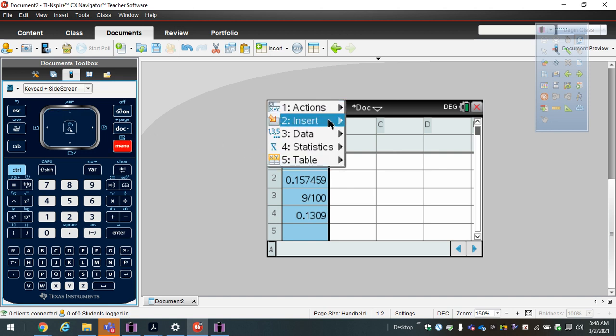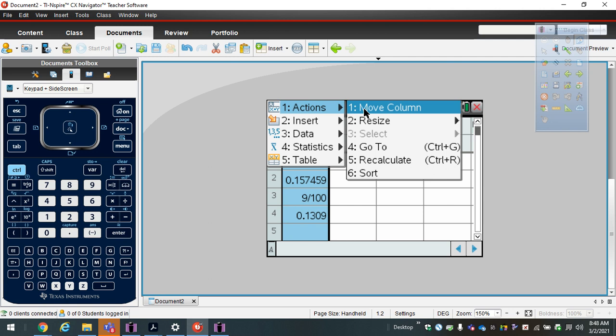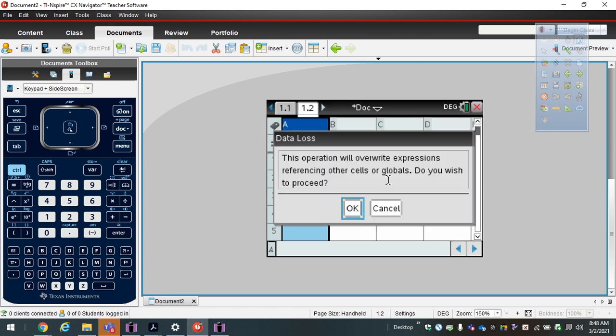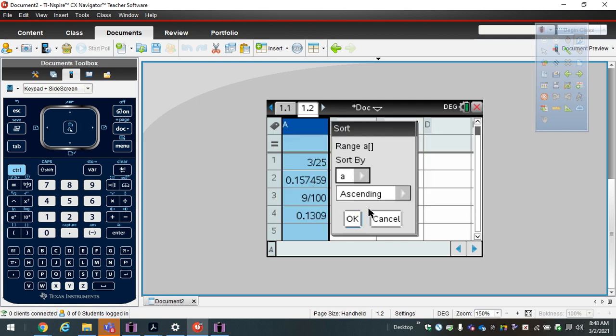Okay, so now what I'll do is go all the way to the top, highlight the whole column, and go to menu. I'm going to go to actions. I'm going to go to sort. And I'm going to sort column A. In what order? For right now, descending, from the biggest to the smallest.